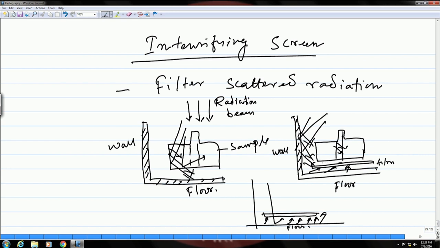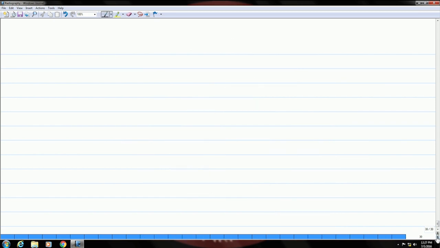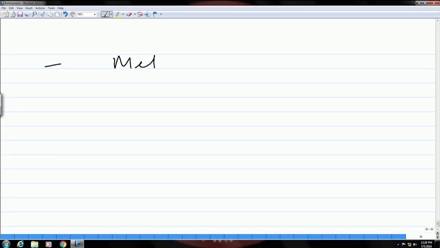Okay. So, you need to use something over this film. Before the film is exposed to the radiation, you need to use something over the film which can absorb all these low intensity radiations. Okay. So, lead is a material which is generally used, because lead can easily interact with X-rays and absorb them, particularly the low intensity ones. So, these kind of screens are the metal screens, and most commonly used metal is lead.